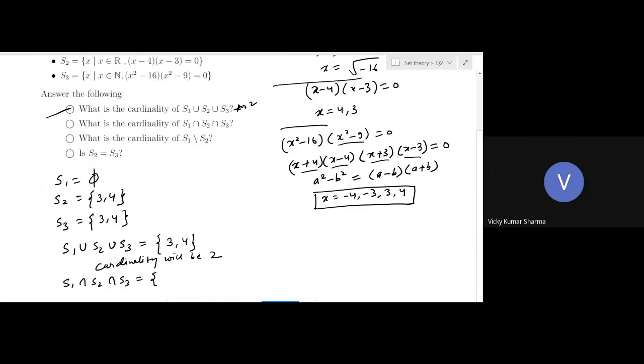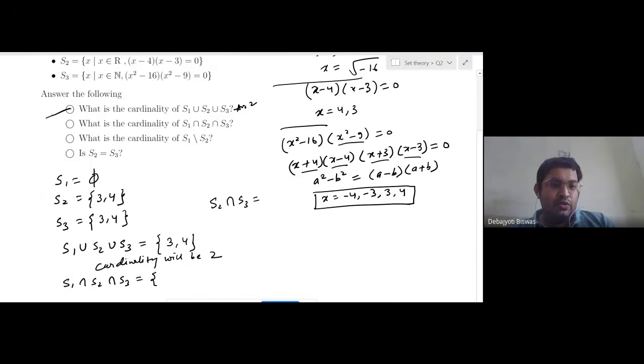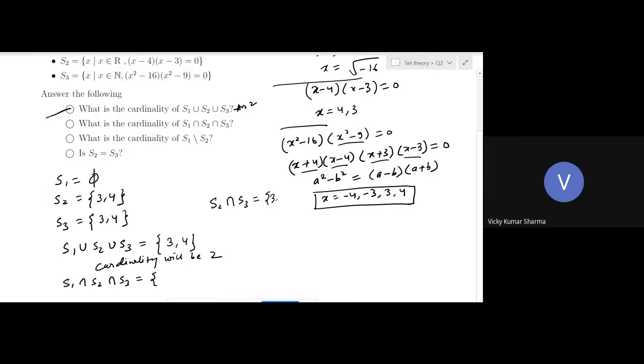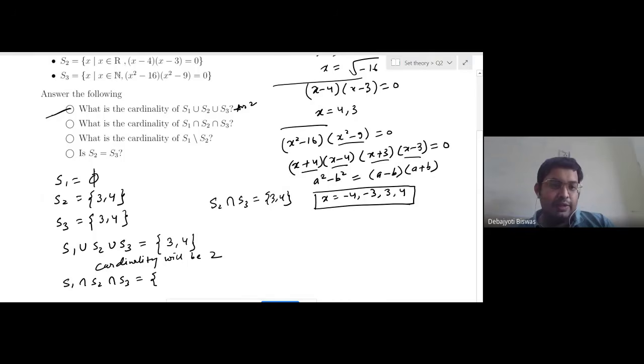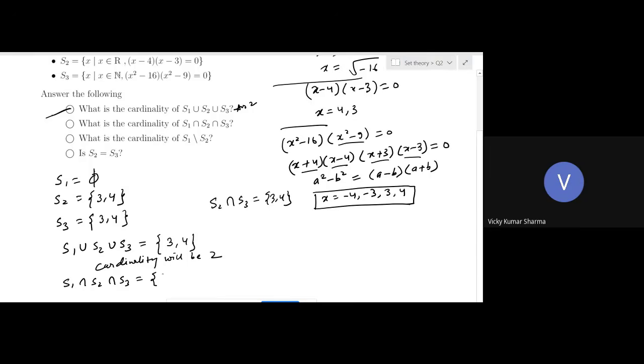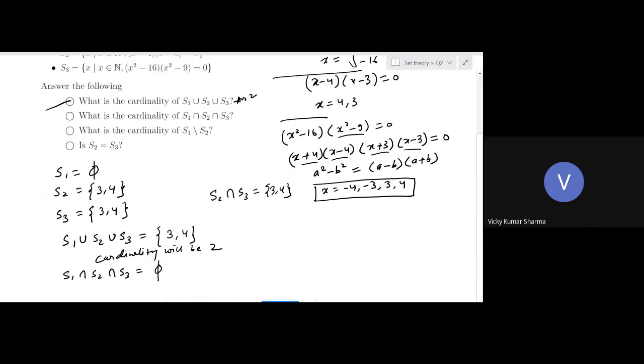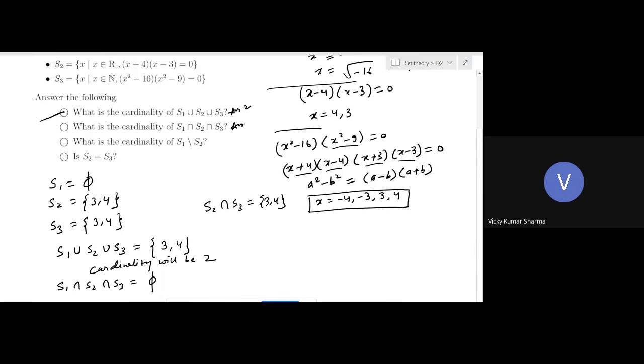Okay, but if it was just to ask what is the cardinality of S2 intersection S3, what will be the answer? S2 intersection S3 will have 2 elements, 3 and 4, as both are common in these two sets. So this will be 3 comma 4. But the moment you take this empty set as well, you get what? Cardinality 0. Yes. So for this there is no element, so the answer for this is 0.